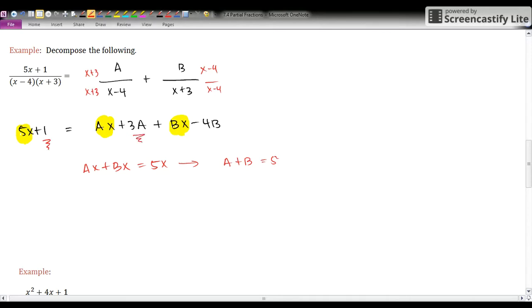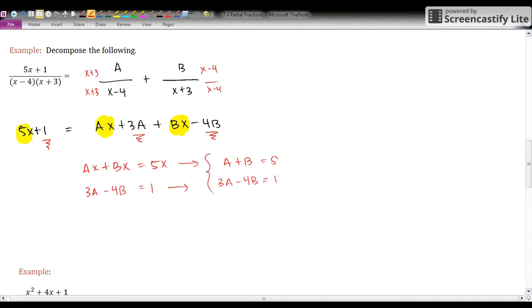And at the same time, I have this guy that has no x's. This guy has no x's. This guy has no x's. So a nice little hint there is that 3a minus 4b has to equal 1. So again, there's another equation. 3a minus 4b has to equal 1. And oh my goodness, look at the beauty, right?